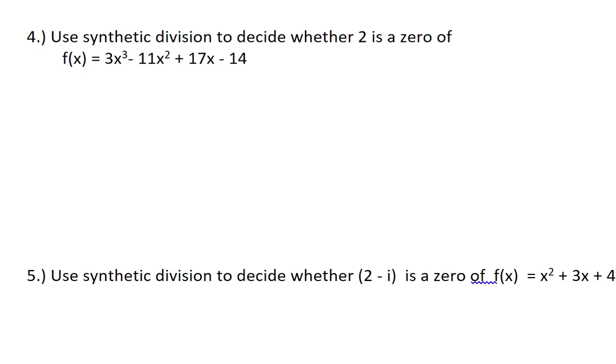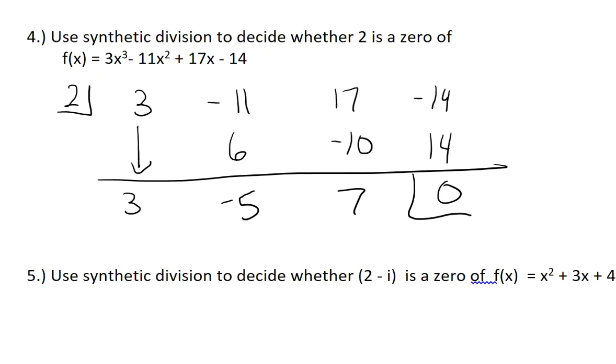What you're going to do with number 4 and number 5 is use synthetic division to determine if the numbers are indeed zeros of the function. So you'll figure out that they're zeros if the remainder ends up being 0. So go ahead and pause the video and try number 4 and number 5. You can see in number 4 that our end result is a 0. So this would be yes. 2 is a zero.